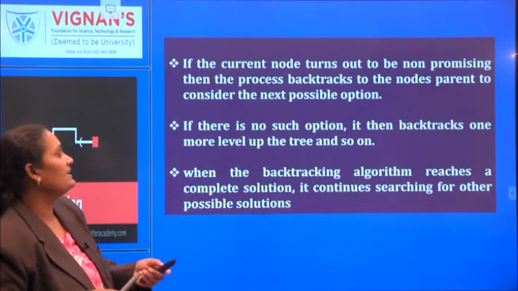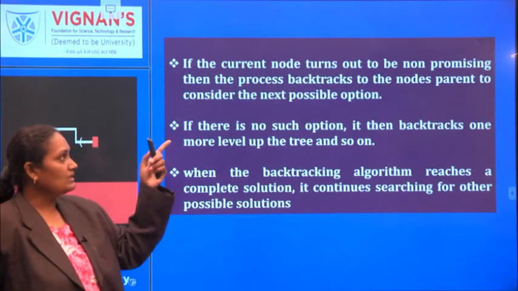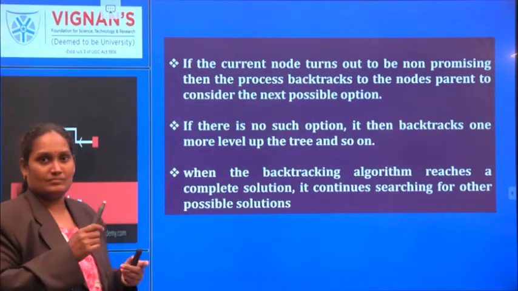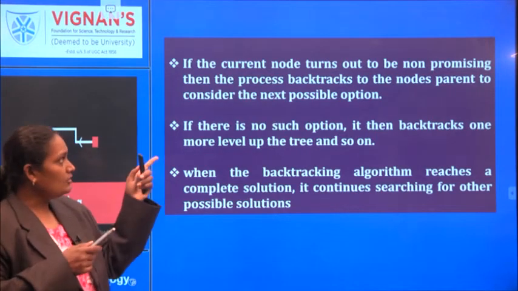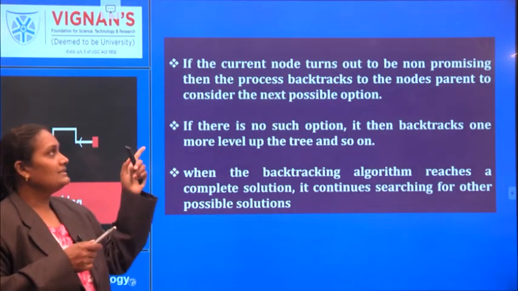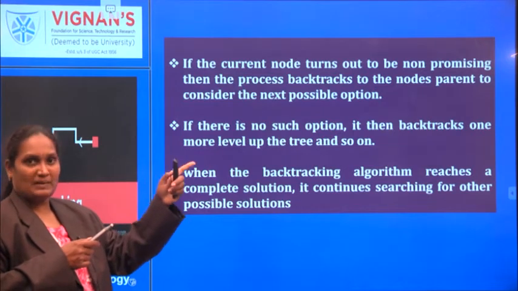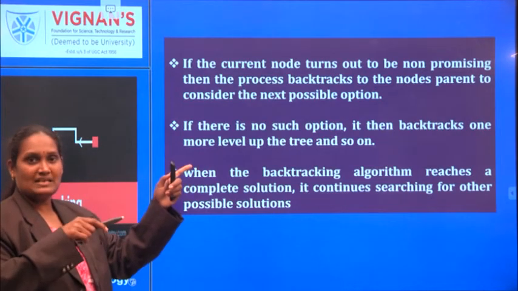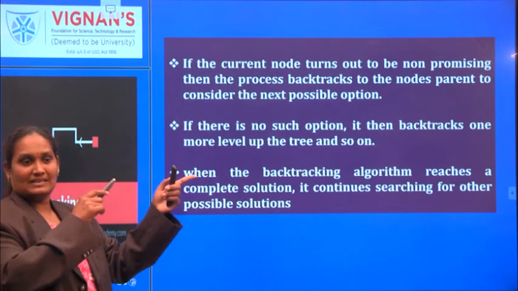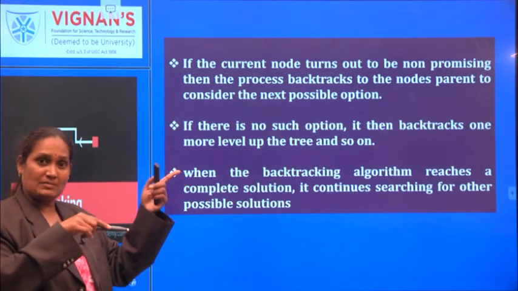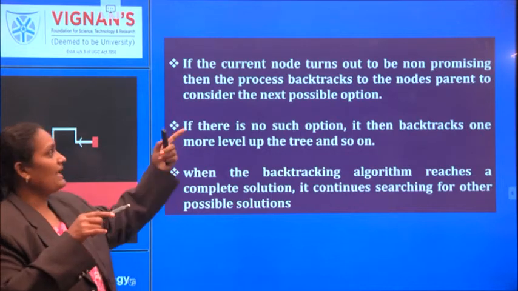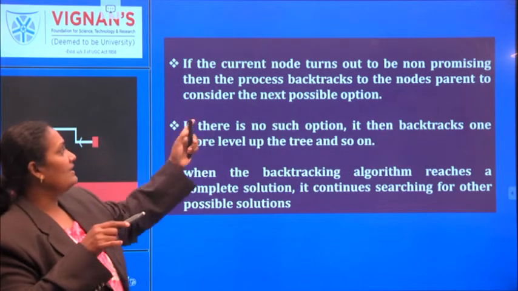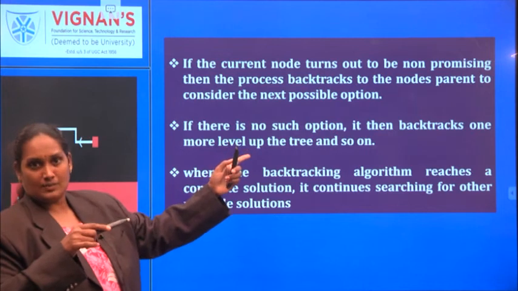The same I explained here. Let us see. If the current node is promising, we generate its child. If the current node turns out to be non-promising, then the process backtracks to the node's parent. If it is non-promising, we backtrack the process. That is, if it is non-promising, it means we cannot get a solution from that node. In that case, we backtrack the process to the node's parent and consider the next possible option.